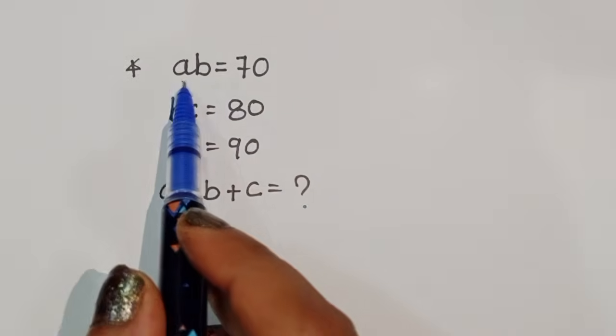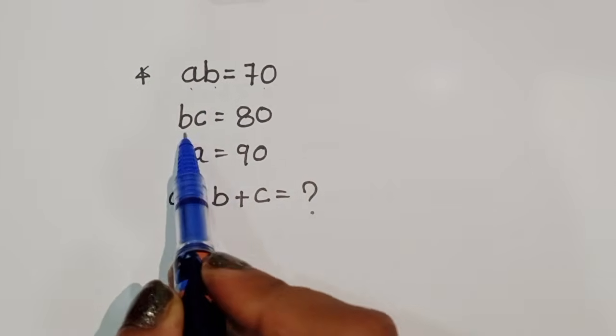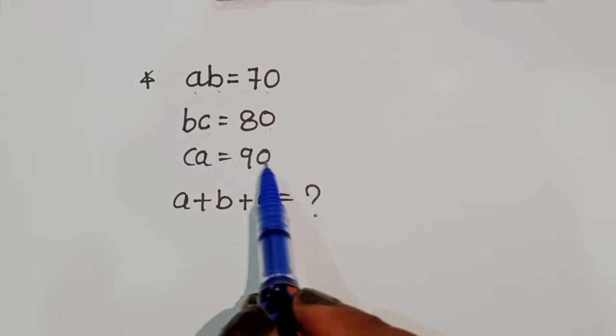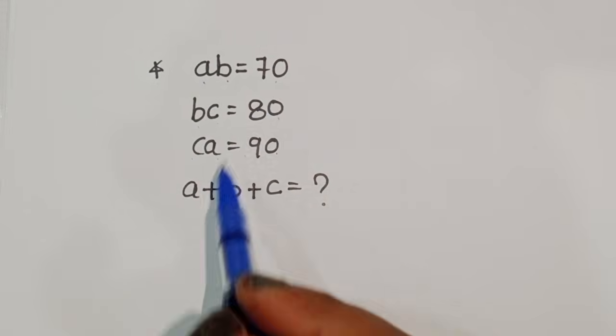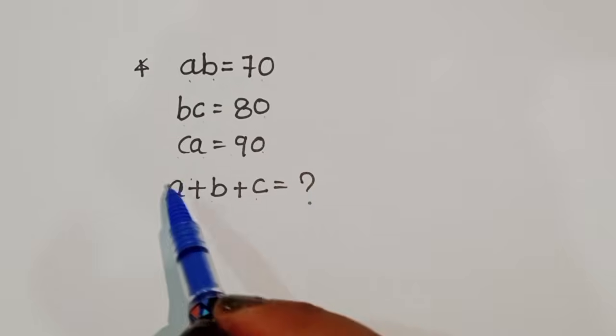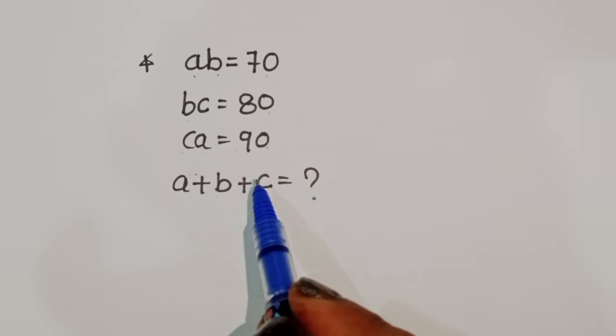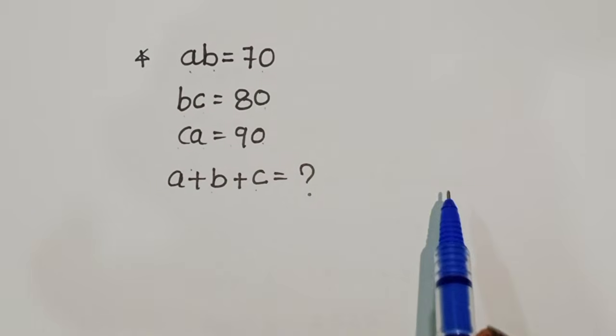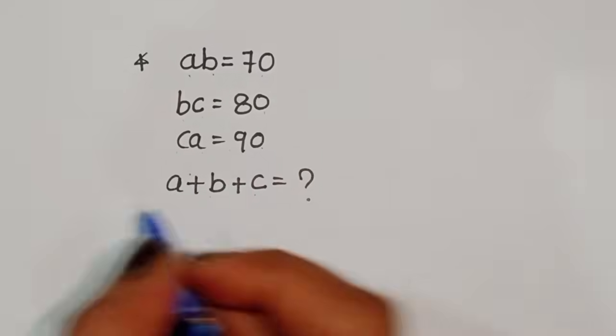It is given that AB is equal to 70, BC is equal to 80, CA is equal to 90. So here we have to find out the value of A plus B plus C. Here three equations are given and we have to find out the value of this one. How can we find out the value of A plus B plus C in this equation? Let's see the solution.